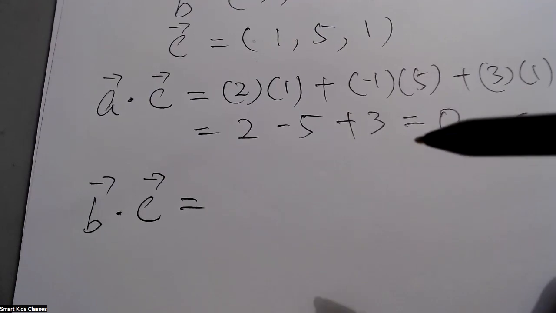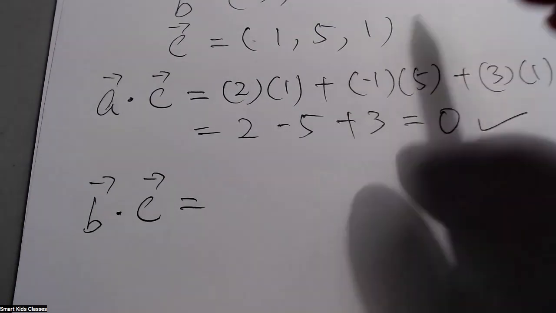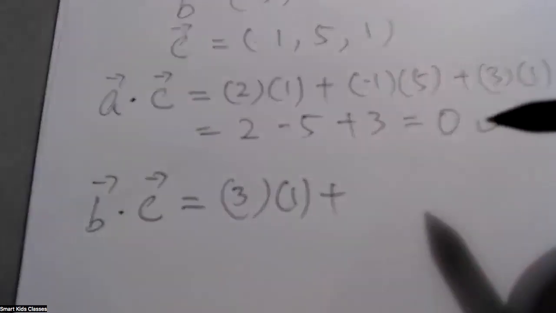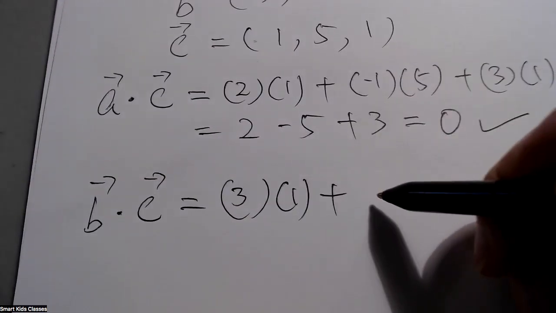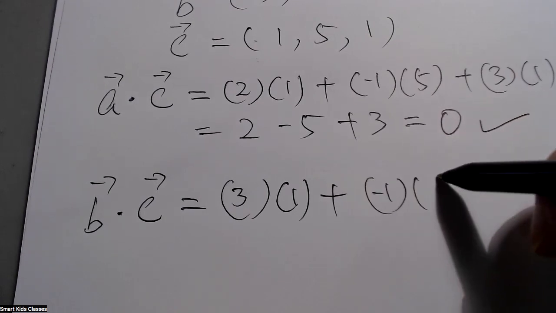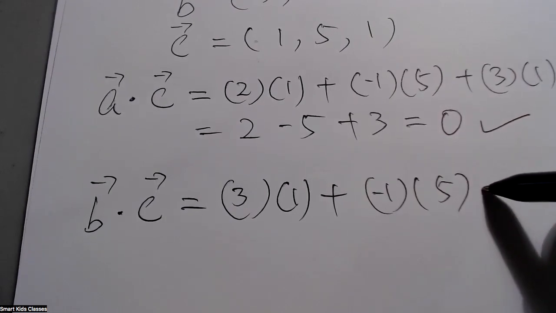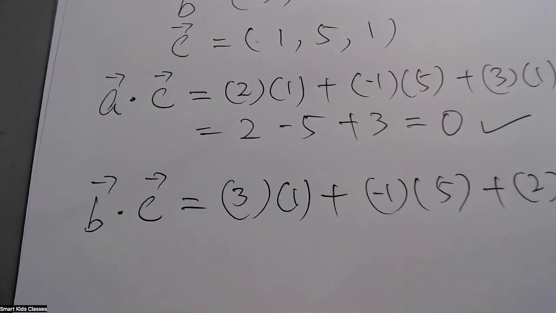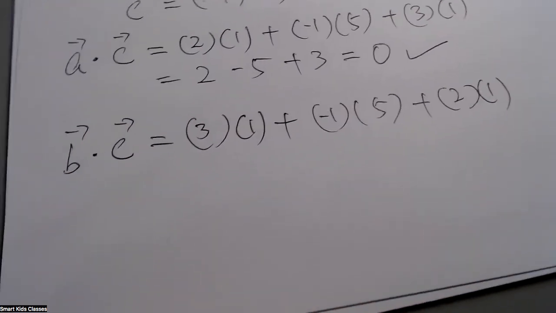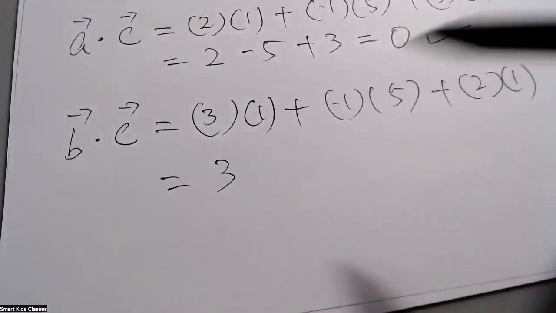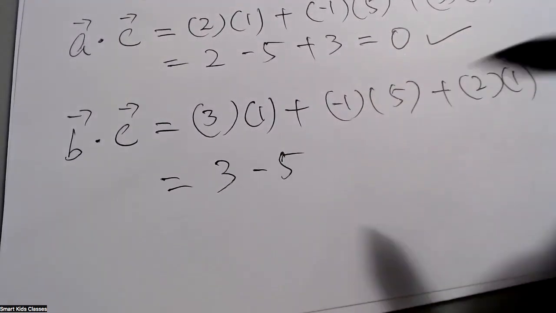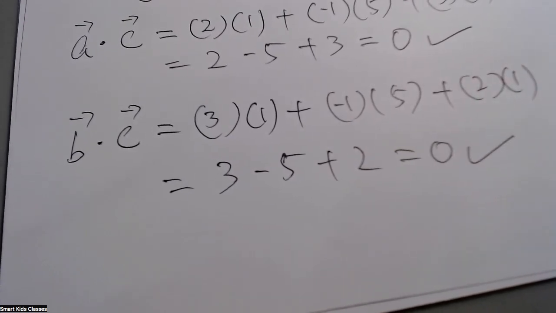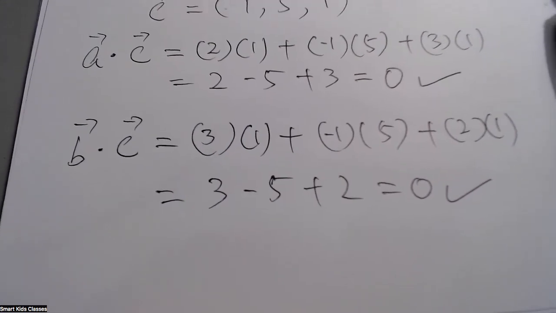The second dot is B dot C. So we're going to use 3 times 1, plus -1 times 5, plus 2 times 1. So we're going to get 3 minus 5 plus 2. It is equal to 0. The proof is correct. Our dot product is correct.